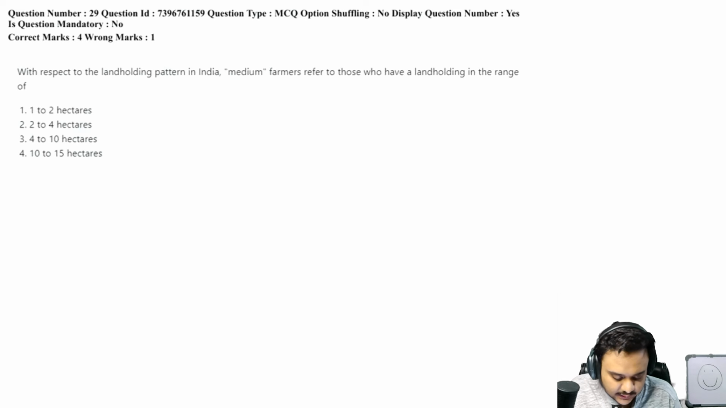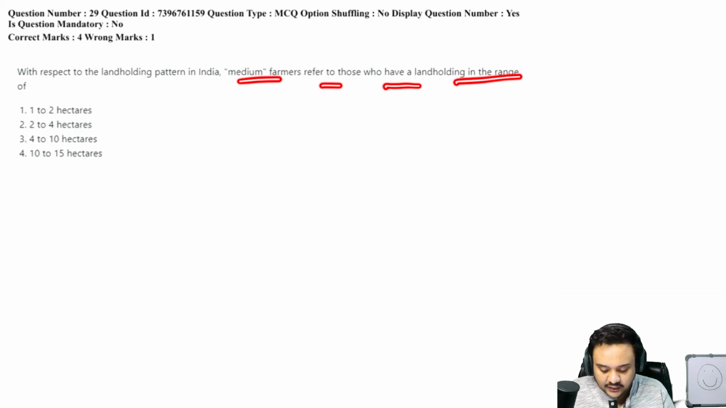Now the 29th one says, with respect to land holding pattern. Yeah, this is important. This is something that you should not be getting wrong at all. It is mentioned in the syllabus and it is a very important topic. Medium farmers refers to those having a land holding in the range of what? I'll draw the whole table.